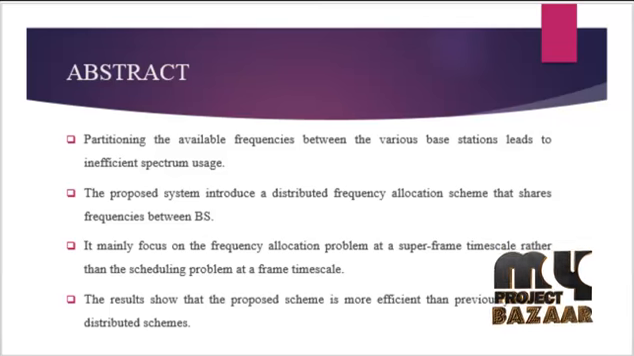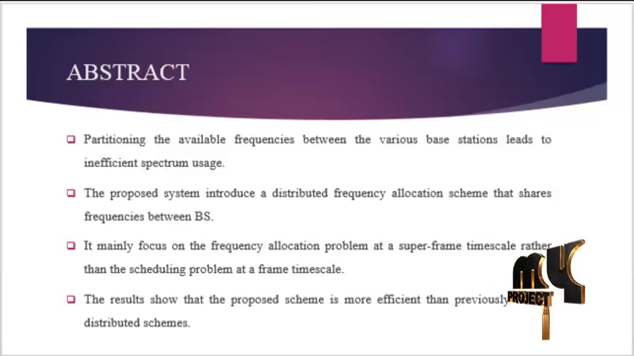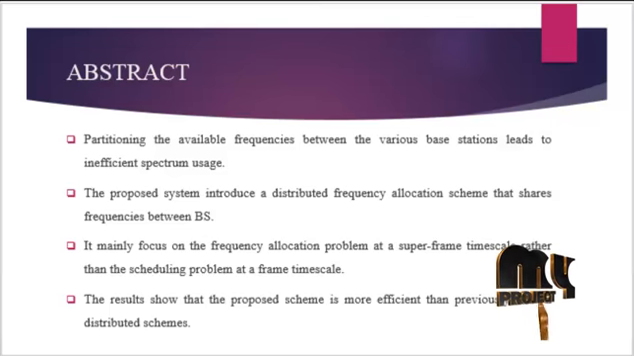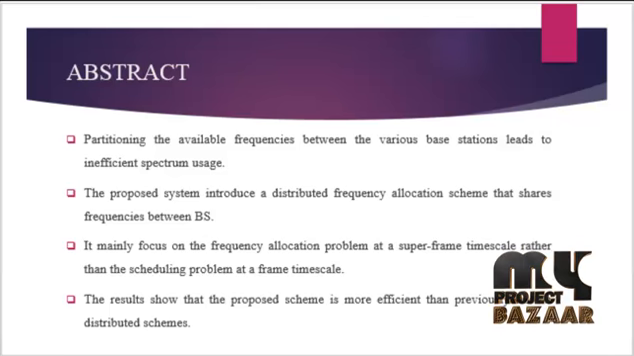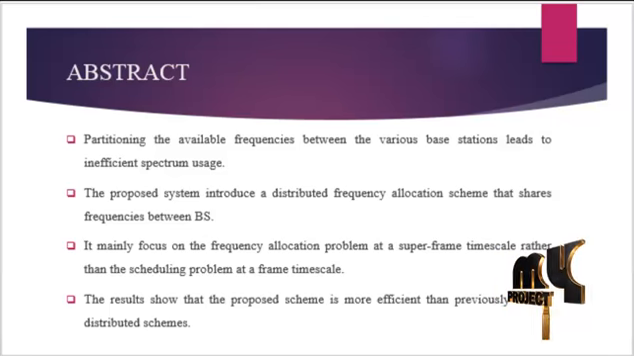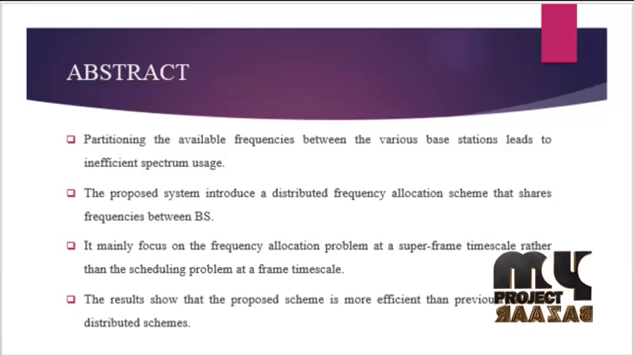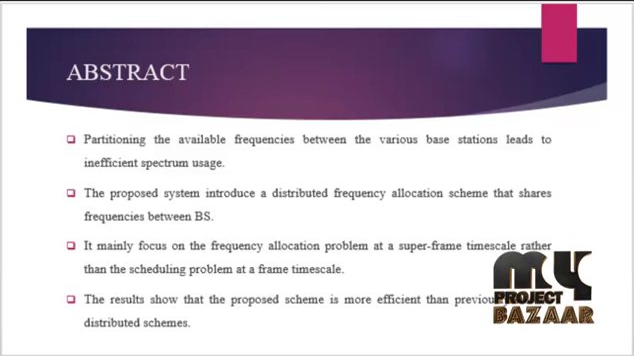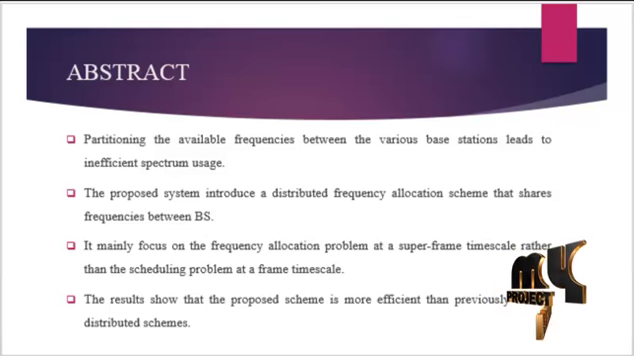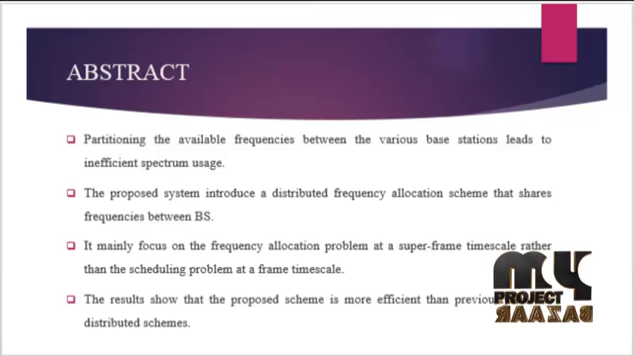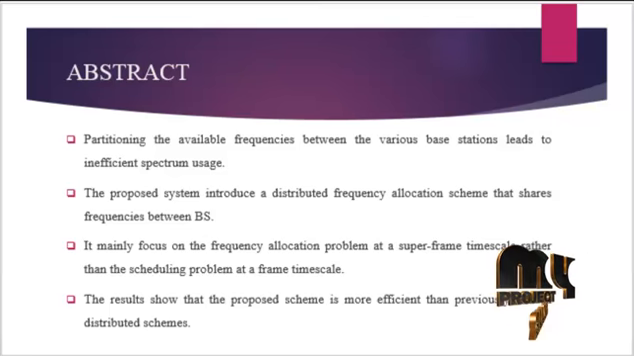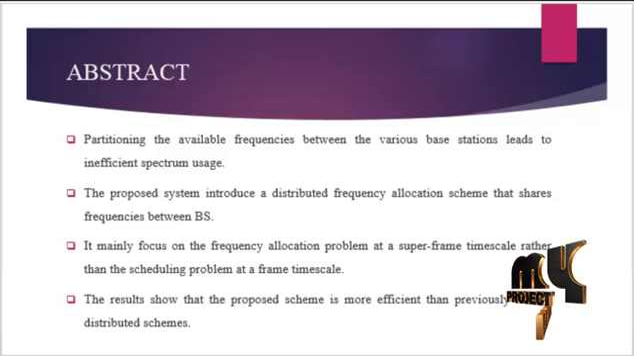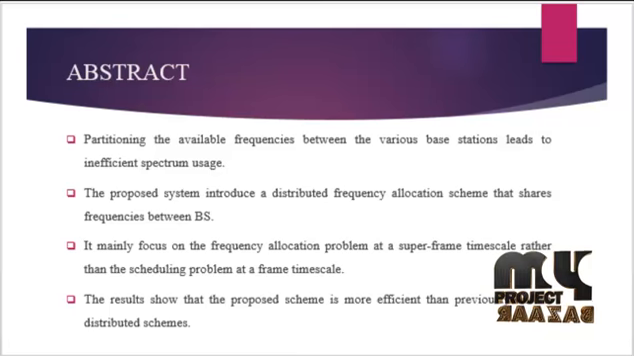The main idea of the heterogeneous networks is to overlay low power and low cost base stations with the conventional macro cellular networks. Generally, partitioning the available frequencies between the various base stations leads to inefficient spectrum usage. We will improve on this model by incorporating more fine-grained feedback from users, calculating the expected throughput rates at each user when nearby base stations broadcast interfering transmissions.